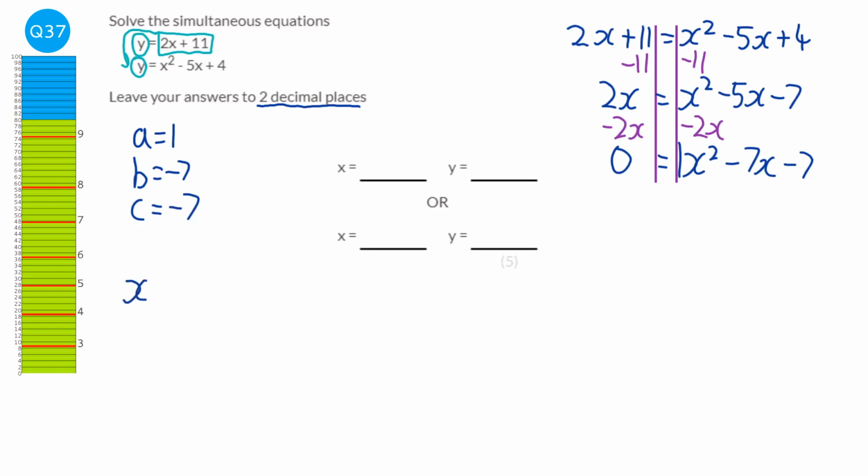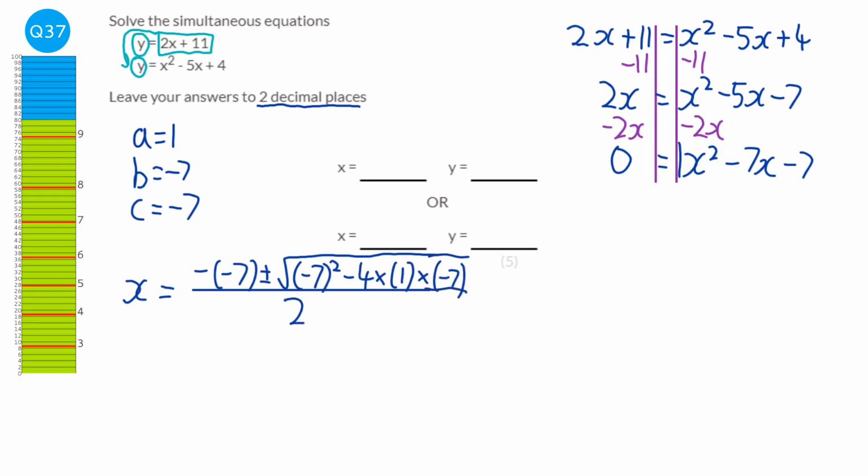So we write out the quadratic formula. So x equals minus b, and always put them into brackets. So minus (minus 7) plus or minus the square root of b squared. So in brackets, minus 7 squared, minus 4 times a, which is 1, times c, which is minus 7.